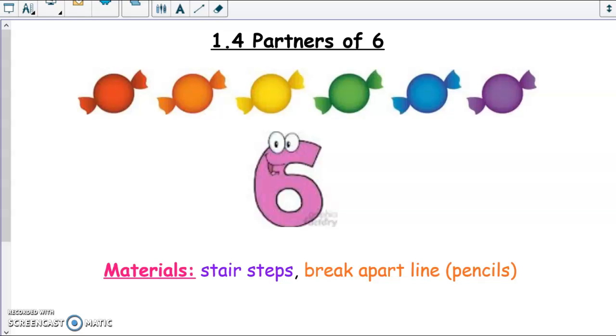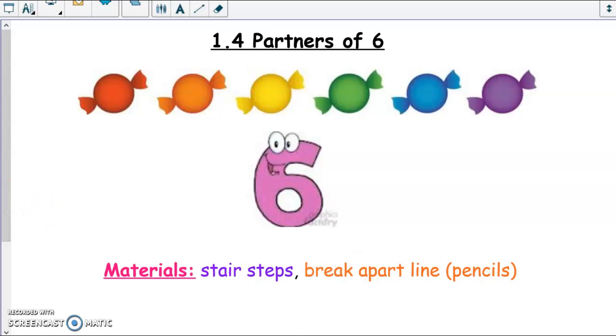So today we're going to be working on partners of 6. And so far we have learned about partners of 2, 3, 4, and 5. And today we'll be working on partners of 6. And I just wanted to add a little note that sometimes you'll hear me say 6 partner. That means the same thing as partner of 6.